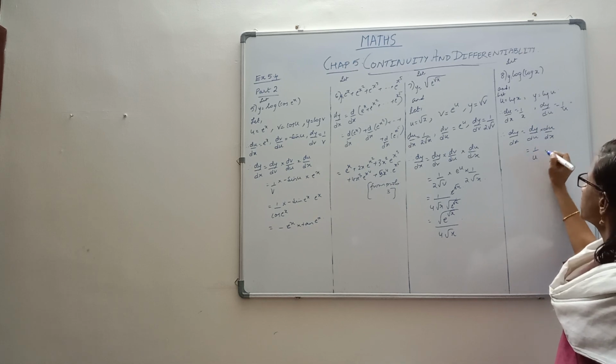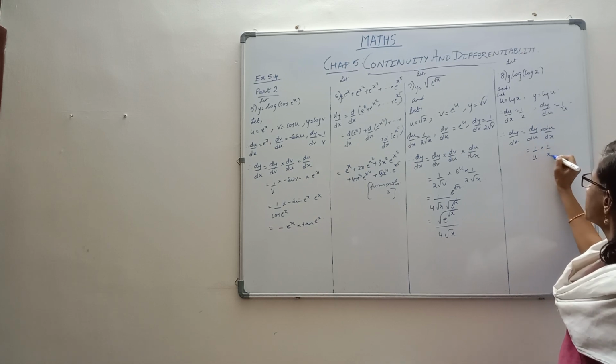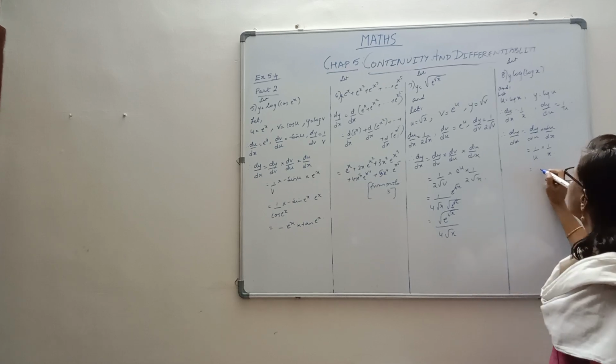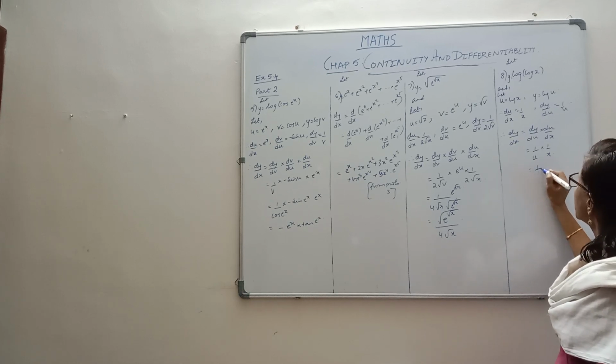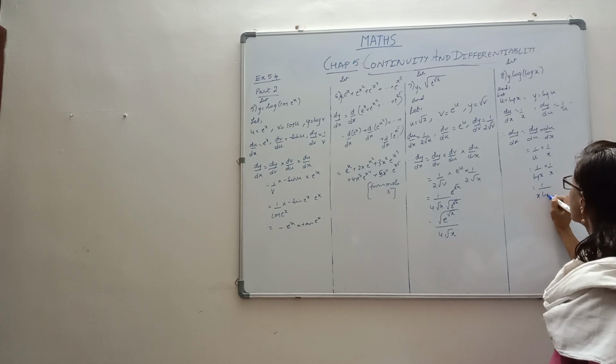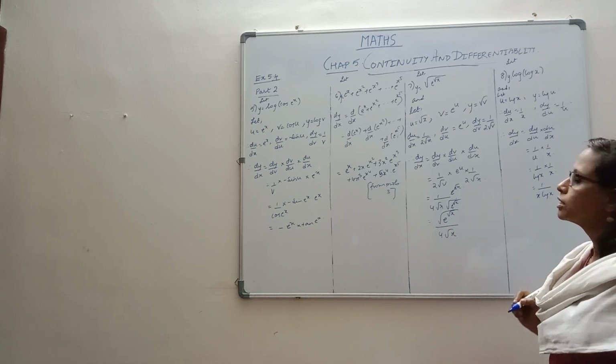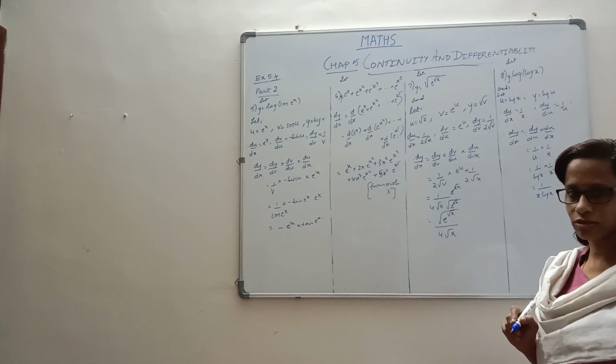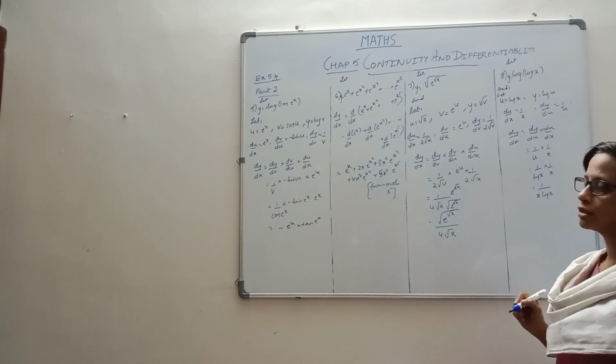dy by du is 1 by u and du by dx is 1 by x. So it is going to be 1 by u, and for u it is going to be 1 by log x, and this is 1 by x. Finally it is coming as 1 by x log x. So dy by dx is 1 by x log x. That's the derivative that we get.